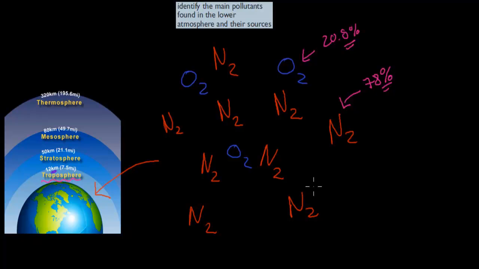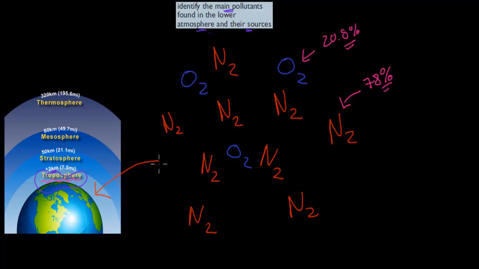In this video, we don't have to talk about oxygen and nitrogen. We have to talk about the main pollutants found in the lower atmosphere and their sources. We have to identify, so we have to name the main pollutants found in the lower atmosphere and their sources. And by the lower atmosphere, what they mean in this case is the troposphere. So we don't have to talk about oxygen and nitrogen gas.